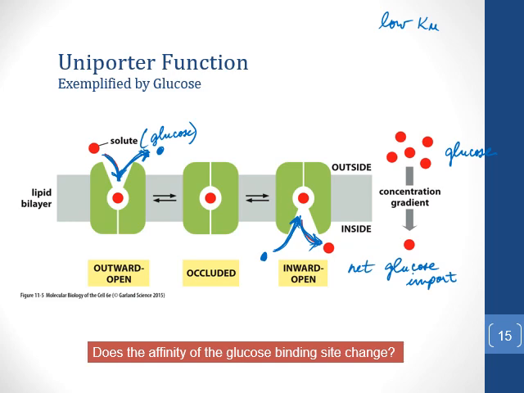Now there's a couple things to think about here. Does the affinity of the glucose binding site change? In other words, when transporters like this work, does it require a change in the affinity of the molecule for the binding site? Now you got to be really careful here because your tendency is to think that we've got high affinity over here where we bind it and we've got low affinity over here. And that would make sense, but that's not the way uniporters work. It turns out there's no change in affinity.